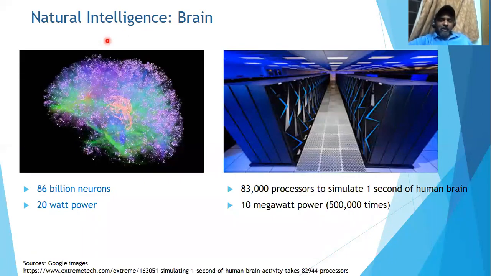Towards the end of the topic, I want to talk a little bit about natural intelligence. While this has been phenomenal, it is not close to where our brain is. The brain, for example, has 86 billion neurons, and about 6 years ago, it took 83,000 processors to simulate 1 second of a brain. Not only is the brain so powerful, it's also supremely efficient. We do all of this with very little power. And today's computers require 500,000 times the power for a similar activity of our brain. So such is the power of our evolution, of our natural intelligence. So we've got some ways to go in AI.